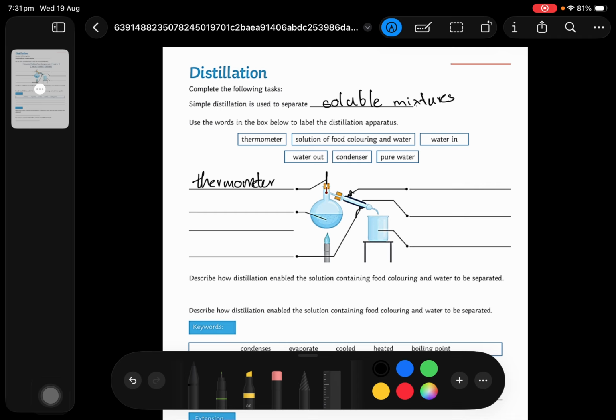This is the solution of food coloring and water, which is going to be separated. So we can write this is the solution.